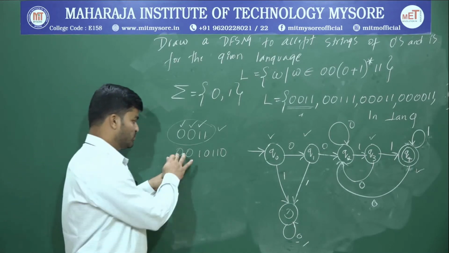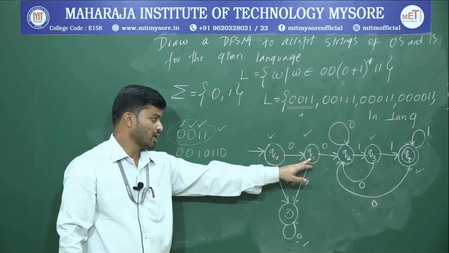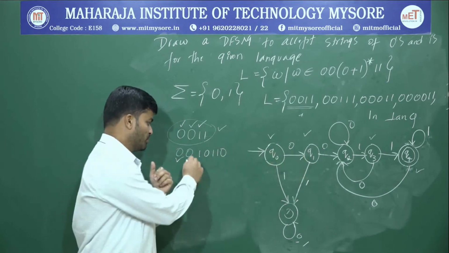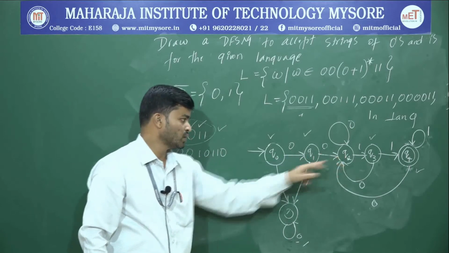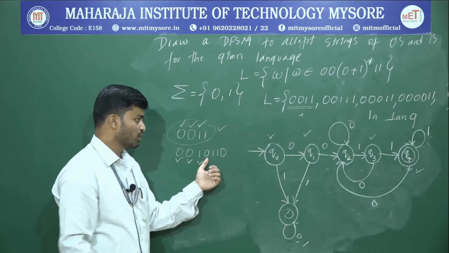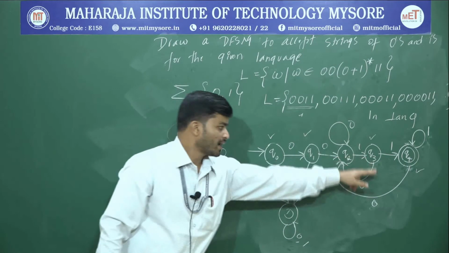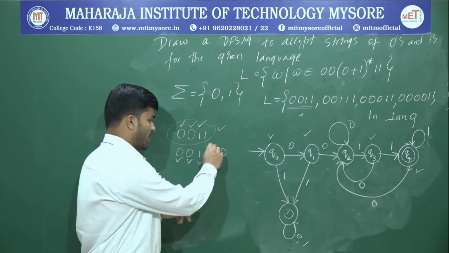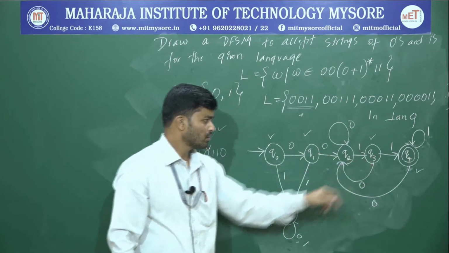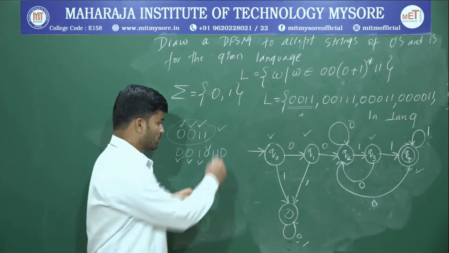Okay, what's the first input? 0. You are in the start state Q0. Q0 upon 0 is Q1. Now you are in Q1, so that 0 is over. Q1 upon 0 is Q2. Now you are in Q2. What is the input? 1. Q2 upon 1 is Q3. Now you are in Q3, and the input is 0. So again you will come back to Q2. Now you are in Q2, and the input is 1. Q2 upon 1 again goes to Q3. Q3 upon 1 is Q4.